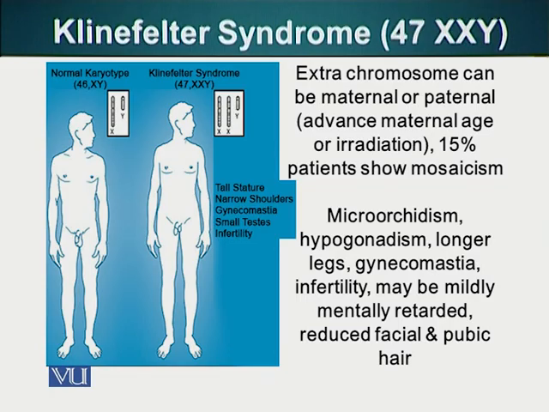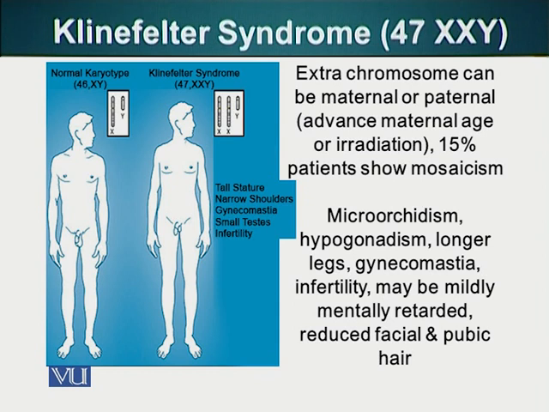The extra chromosome in people with Klinefelter syndrome can be maternal or paternal. Advanced maternal age or radiation can also cause this disorder. On the screen, you can see schematics of two people, one normal, having XY, the other with an extra X chromosome. You will notice that the person with Klinefelter syndrome has longer limbs and taller stature. X and Y chromosomes have genes responsible for vertical growth. So as the number of extra X chromosomes increases, so does the height.